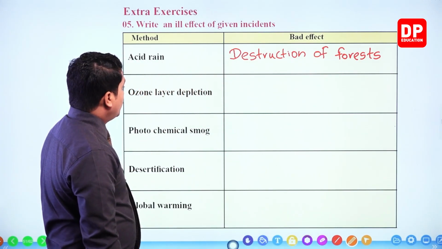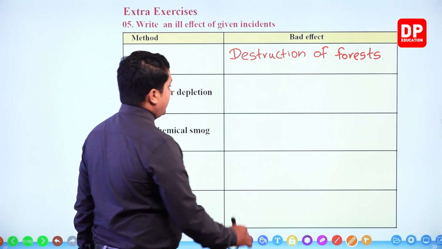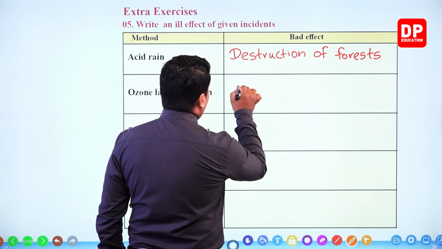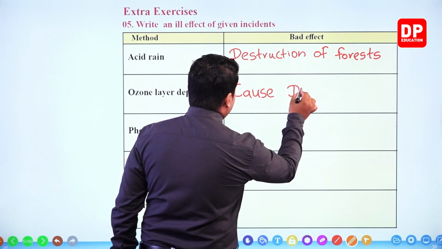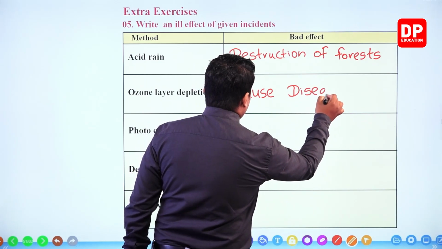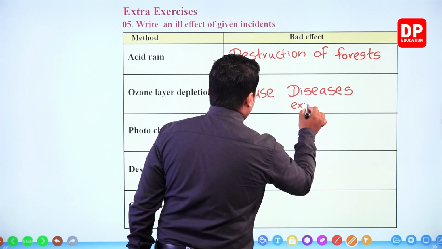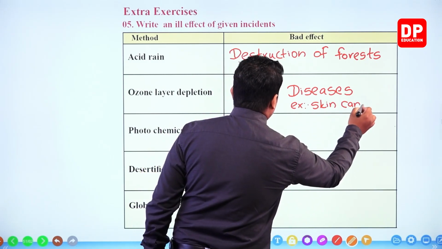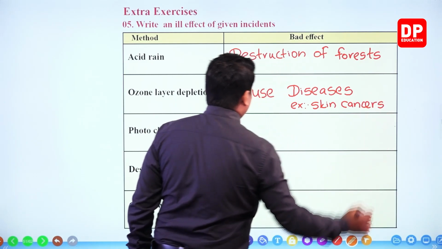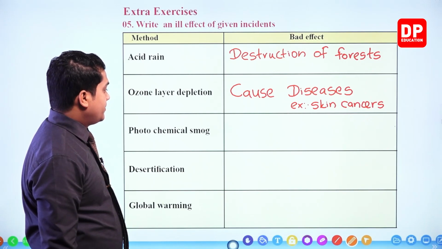Next one. Ozone layer depletion. This is very easy, my dear children. Ozone layer depletion cause diseases. Example, skin cancers. Next one. Photochemical smog.